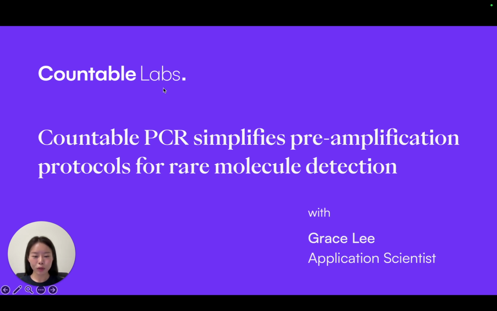Hi everyone, I'm Grace Lee, a scientist here at Countable Labs, and today I'm very excited to walk you through a recent case study that I did that really highlights how Countable PCR's broad dynamic range makes it very easy to confidently measure the presence of rare molecules in your samples.